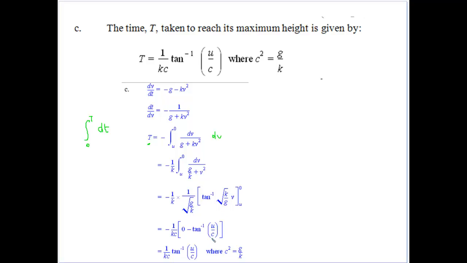Now, we notice c here, we've started to use c squared is equal to g on k, so that's where that's starting to come into play, because c would be equal to the square root of g over k. So that's where that's all starting to come into play there. So if you wondered what happened to these, that's where the c is coming in, and that gives us the expression we want. 1 over kc inverse tan of u on c.